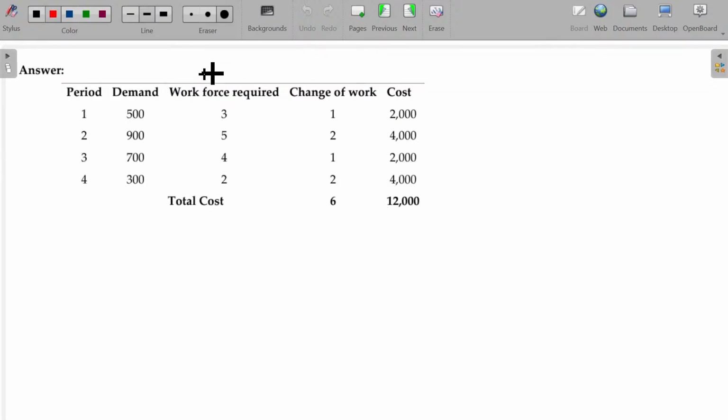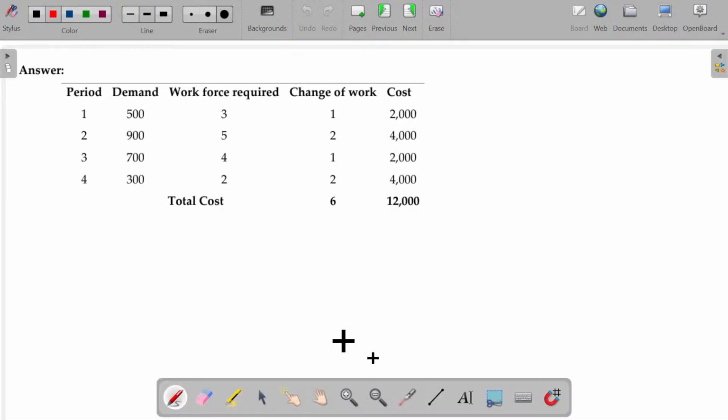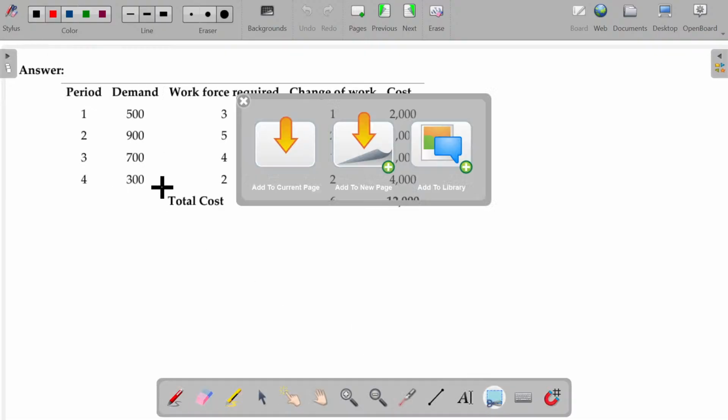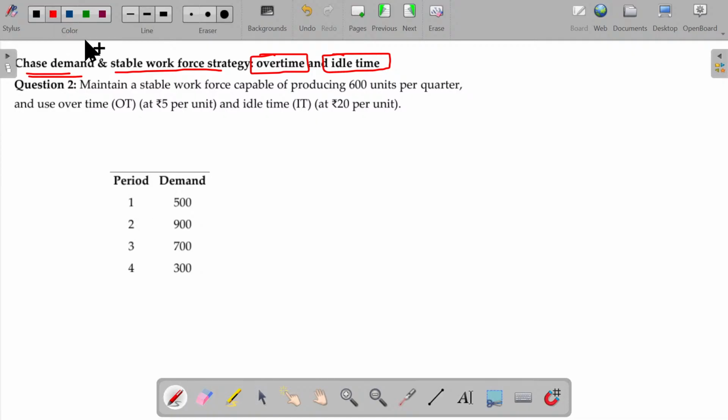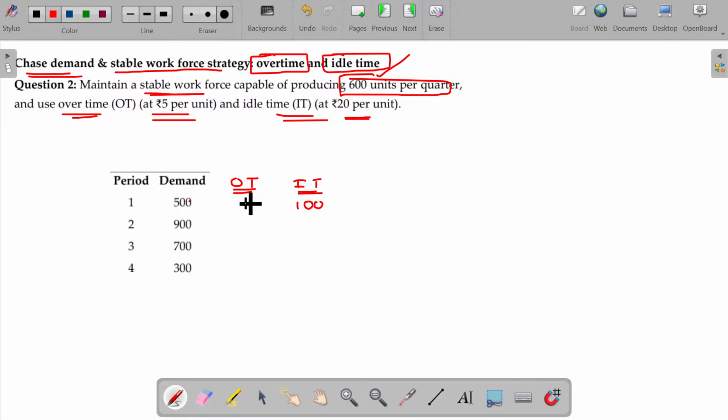So what happens here? This is a scenario. Maintain a stable workforce capable of producing 600 units per quarter and use overtime at 5 rupees per unit and idle time at 20 rupees per unit. So now find out whether overtime is required or idle time is lost. If the demand is 500, I am capable of producing 600, so I cannot ask the employees to work, and 100 units of production capacity remains wasted.